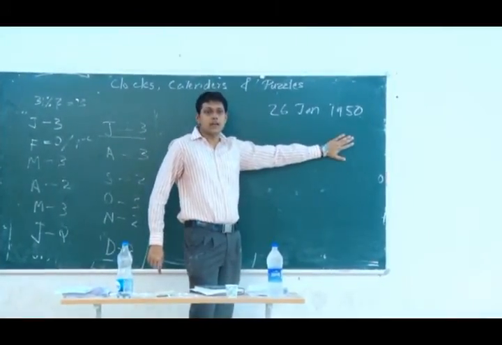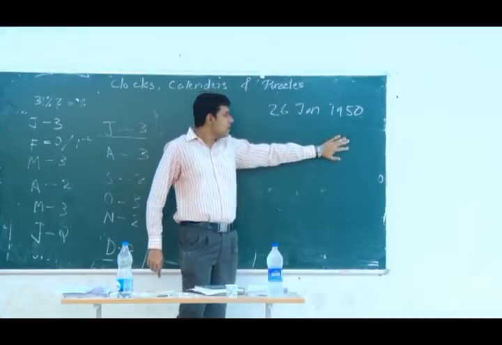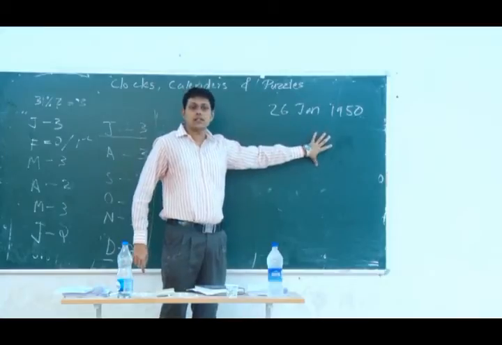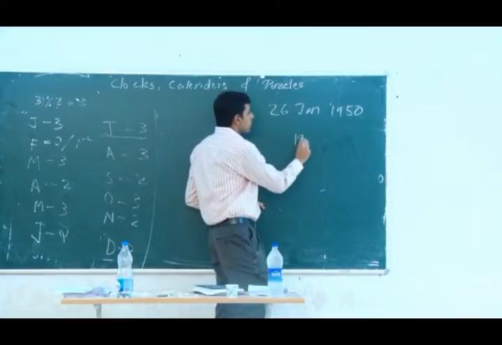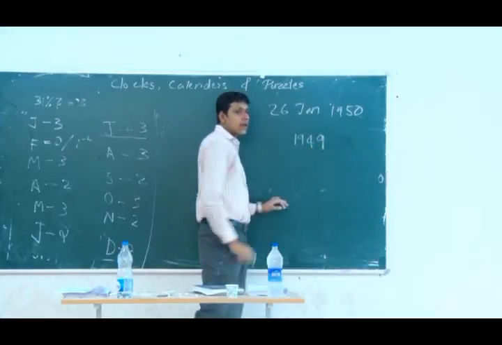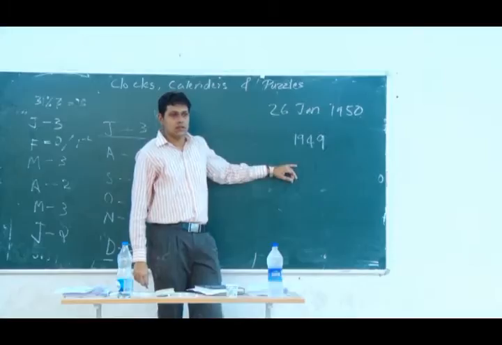Which is the completed year? 1950 is not completed. 1950 has just started. So the completed year is 1949. How are we going to split this?